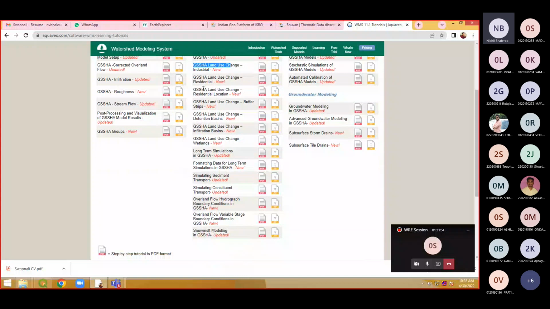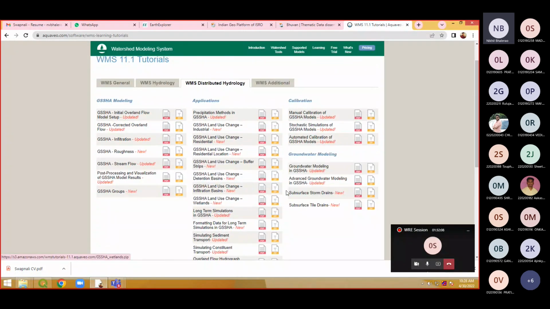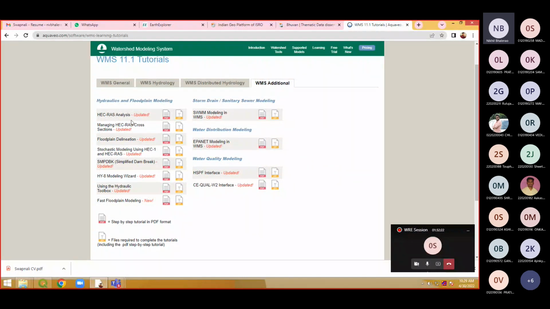This is going to be used for various purposes like land use land cover change. Then you can use it for long-term simulations. You can utilize it for the simulation of sediment transport, then overland flow hydrology, snowmelt modeling. Along with that, you can also go for calibration. Groundwater modeling is also possible using this software package. So you can carry out GSSHA, which is used for distributed hydrological modeling, and along with that, this particular WMS is also going to have the package of other software.